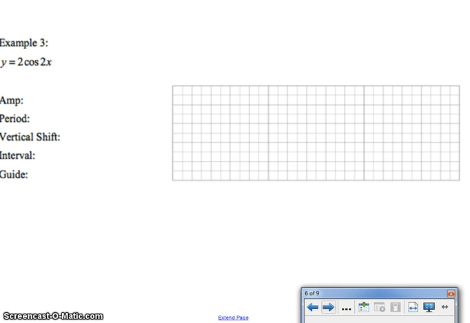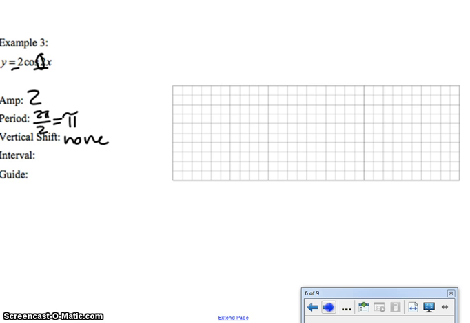All right, this next example has a little bit more going on. I've got a number out in front, and also, I'm not just taking the cosine of x, there's a 2x in there now. So this means my amp is going to be 2. My period is going to be 2 pi over my b. Here b is 2 because it's 2x. So my period is only pi. Still no vertical shift, nothing being added or subtracted.